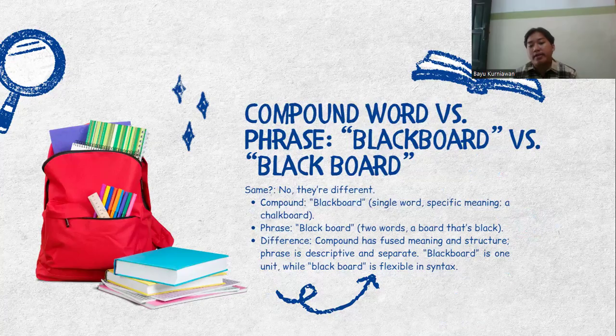Compound word versus phrase: blackbird versus black bird. Same? No, they're different. The compound blackbird is a single word with a specific meaning, unlike a blackboard. The phrase black bird is two words, a bird that's black. The difference is that the compound has fused meaning and structure, while the phrase is descriptive and separate. Blackbird is one unit, while black bird is flexible in syntax.